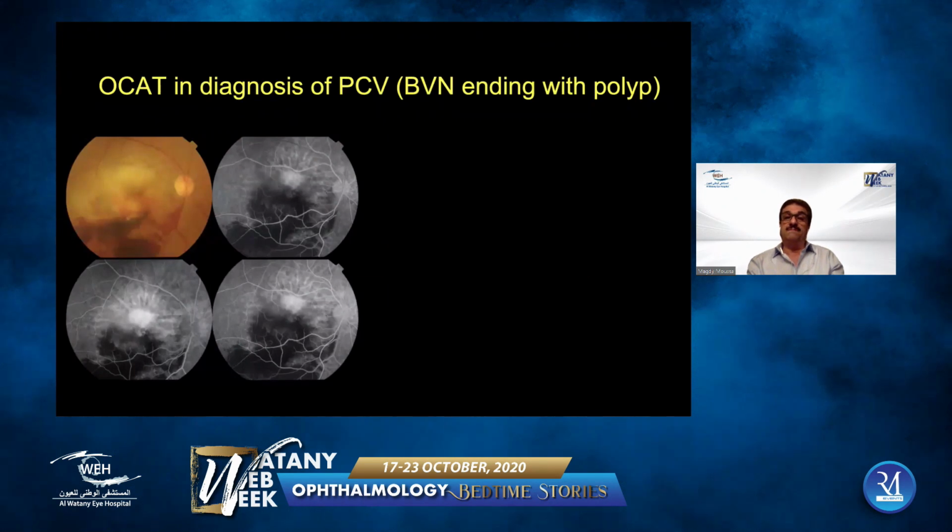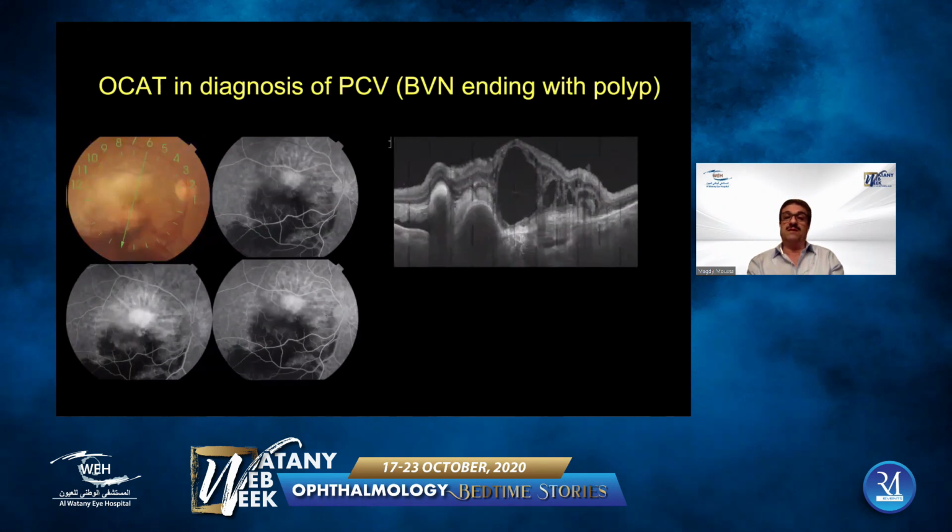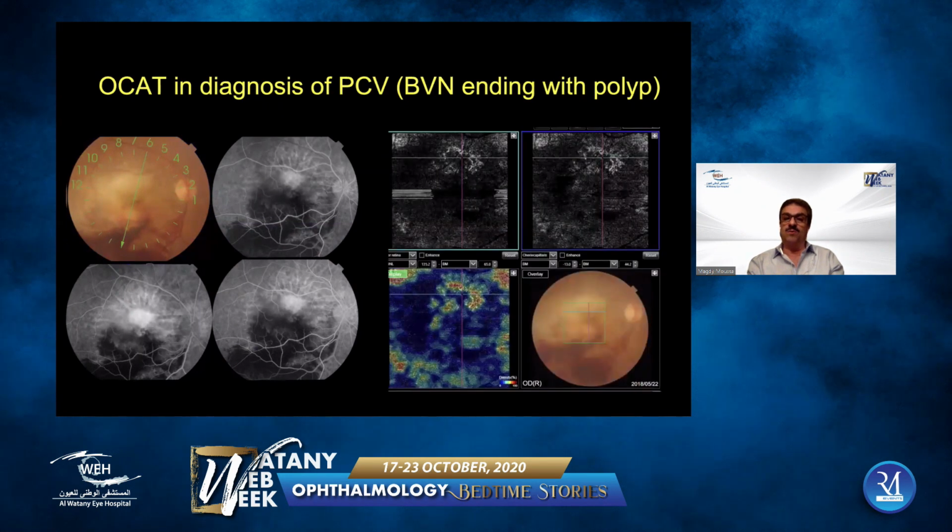OCTA is sometimes diagnostic in PCV because it gives us a very good clue, like a branching vascular network ending in small polyps, especially if you have hemorrhage like this and an elevated retinal pigment epithelium. But you have to be careful where to look, because the PCV sometimes causing this huge hemorrhagic RPE detachment is small and remote from the extensive lesion you see at the posterior pole.